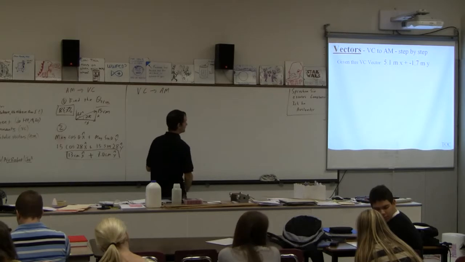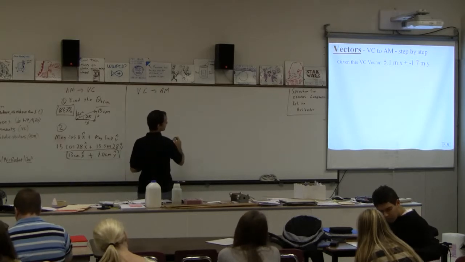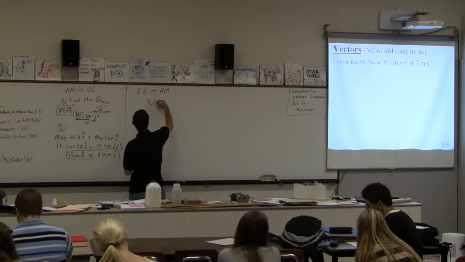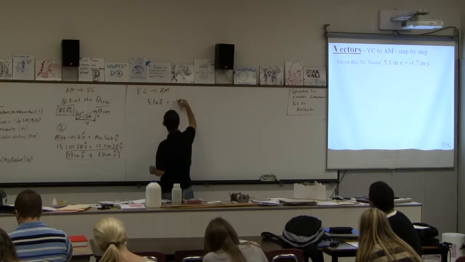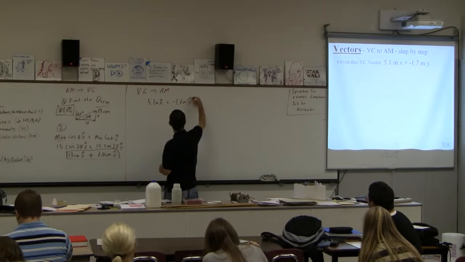And let's suppose we've got this vector that's 5.1 meters in the x, right? And negative 1.7 meters in the y.